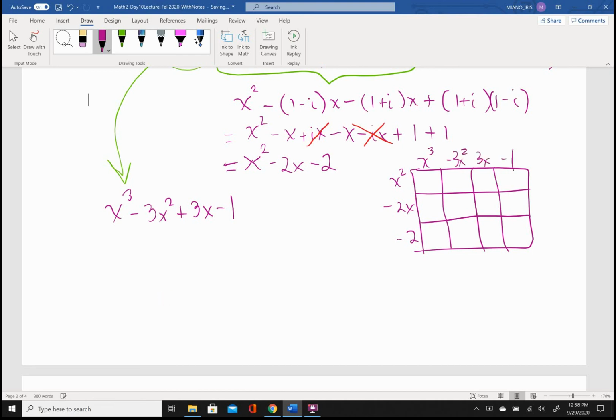Okay, so if I do that, then I can, in each of the boxes, put the product of their row and column headers. So for instance, this will be x to the 5th power, right? This will be negative 3x to the 4th. This will be 3x to the 3rd. This will be minus x squared, and so on and so forth. So we'll fill out the entire box.